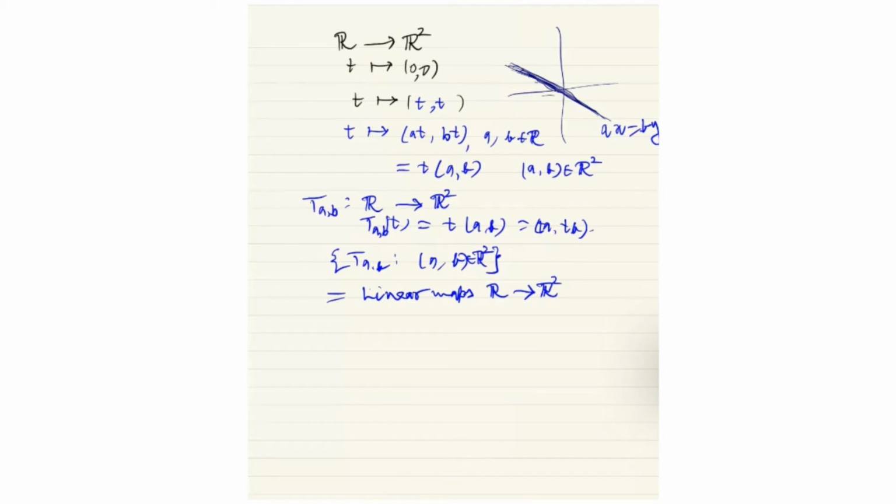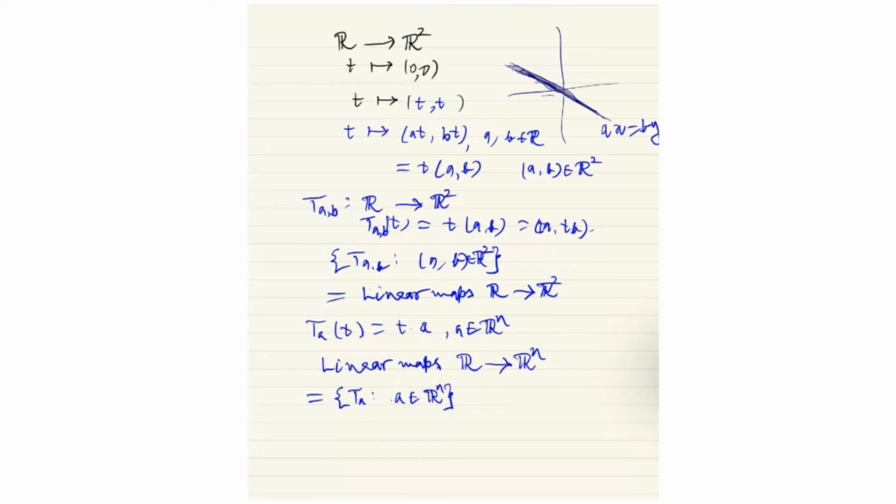Obviously, this extends to Rn. So let us say T of A is T times A, where A is in Rn. We fix A in Rn, multiply that by the scalar t, and you get a linear map from R to Rn. So linear maps from R to Rn are just all maps of the form TA defined like this, where A is in Rn. What is T times A? If A is A1, A2, ..., An, TA is just scalar multiplication: multiply each coordinate by T.